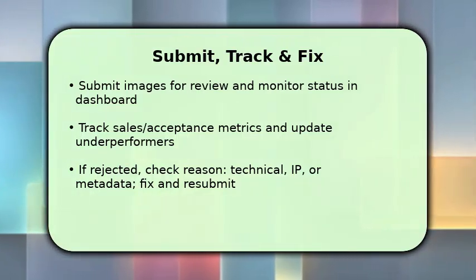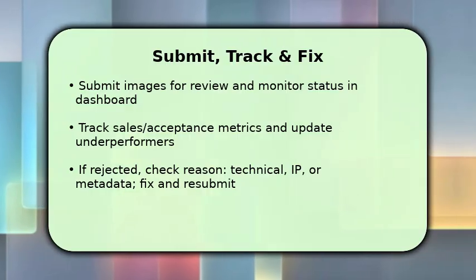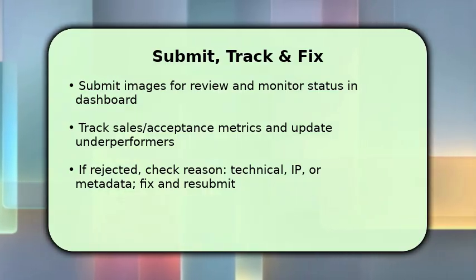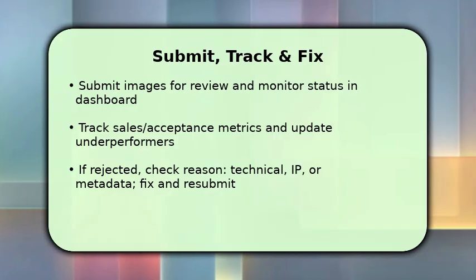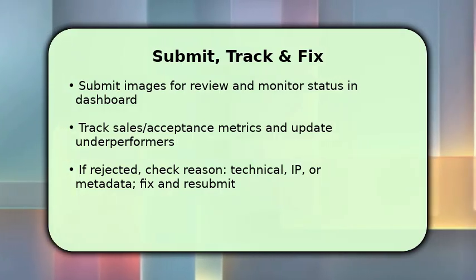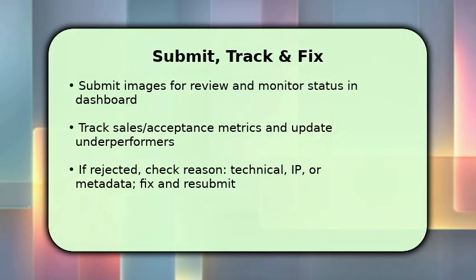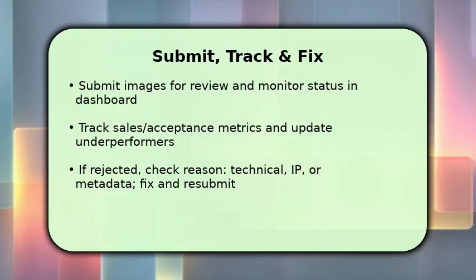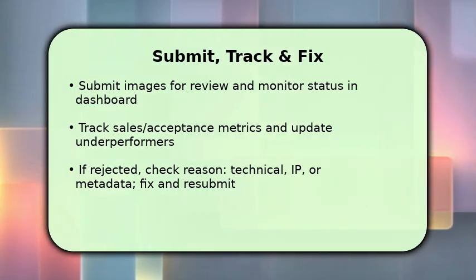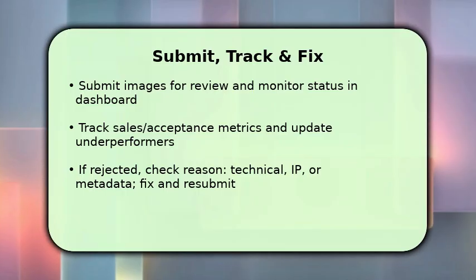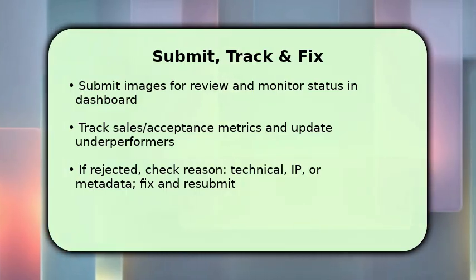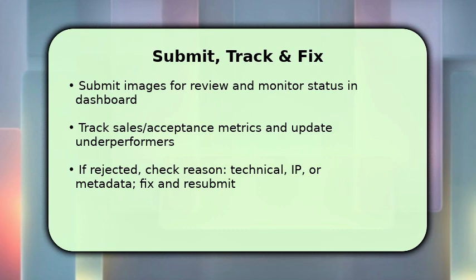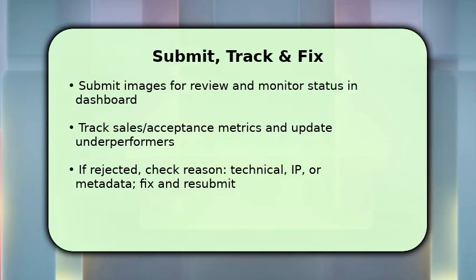Once accepted, track impressions and sales to learn which subjects perform best and adjust future shoots. If an image is rejected, read the rejection reason carefully. Technical issues like noise or metadata errors are fixable quickly. If it's an IP concern, remove problematic elements or provide releases. After corrections, resubmit. Repeated small updates improve your acceptance rate over time.